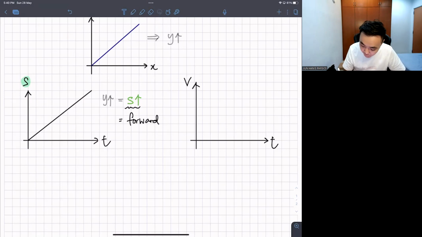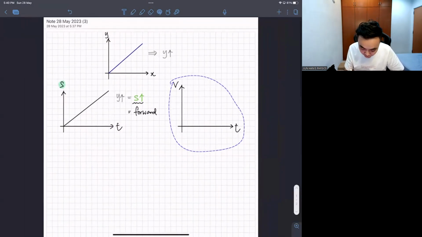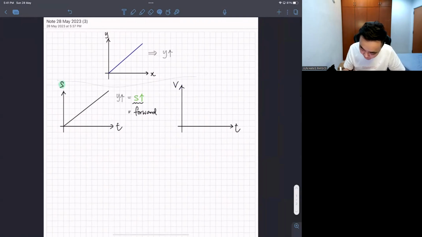But then what about this one here? The VT graph. Now, same logic. Let me make it smaller first, there is not enough space.